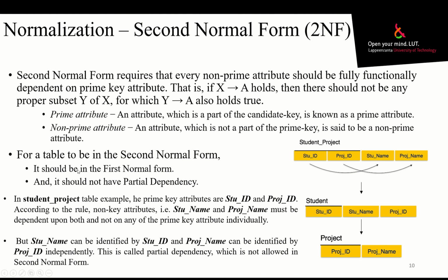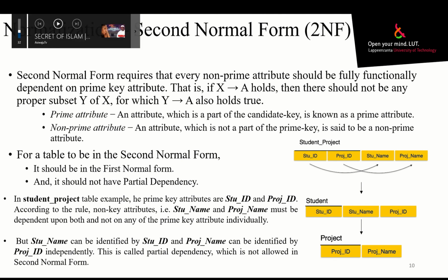And of course, for a table to be in the second normal form, it should first be in the first normal form, and it should not have any partial dependency. That is something that you should understand. At least I've said that earlier.